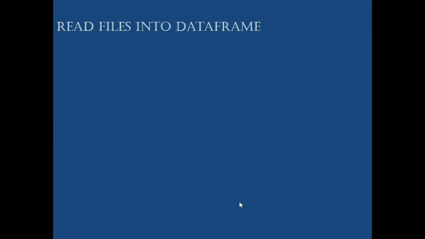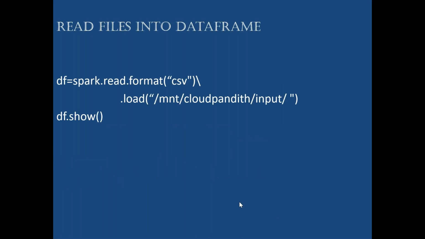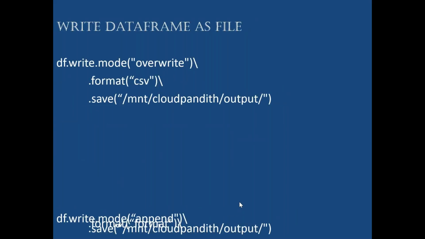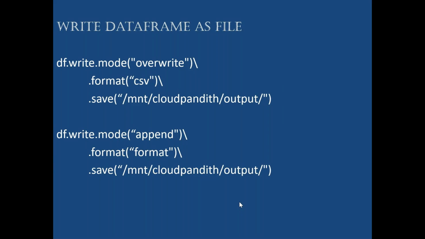Let's move on, team. Read files into a DataFrame. Very simple syntax. Yesterday we saw spark.read.csv, but you can also use spark.read.format csv load from this mount path. You can read the data. You can write data in overwrite mode. You can write the data in append mode. We will see overwrite mode and append mode once again.